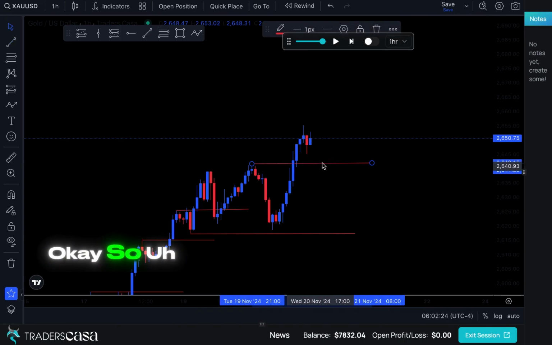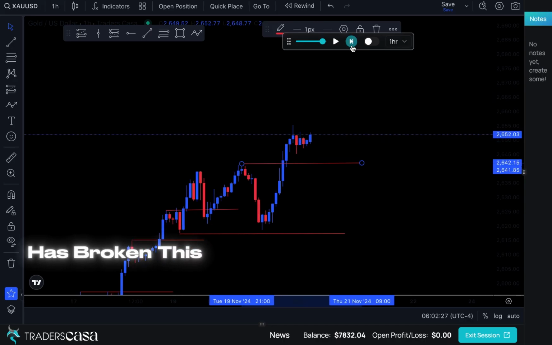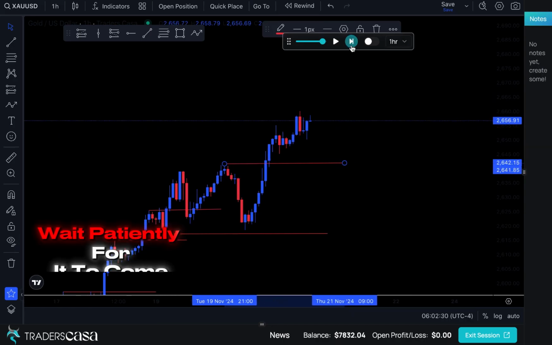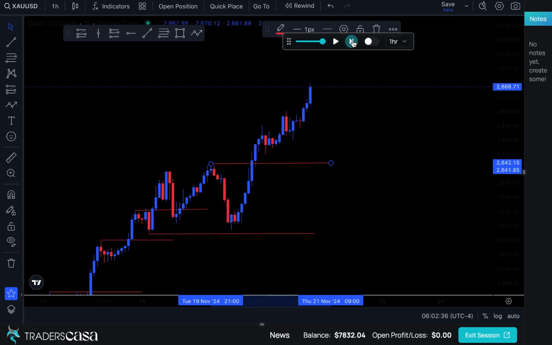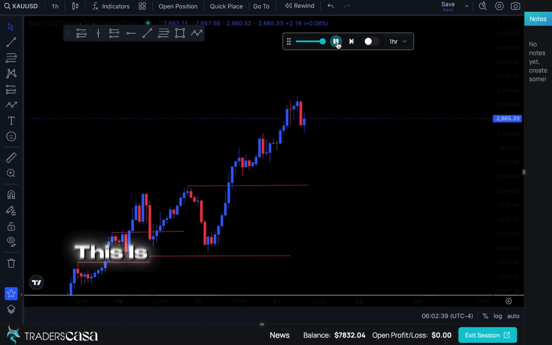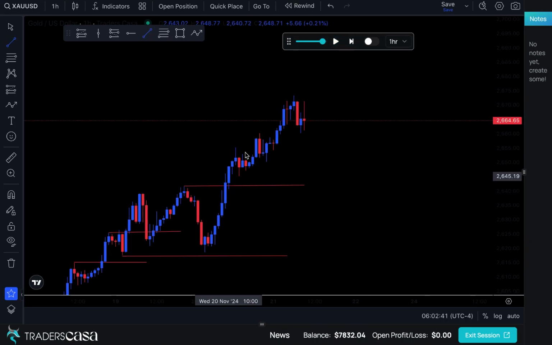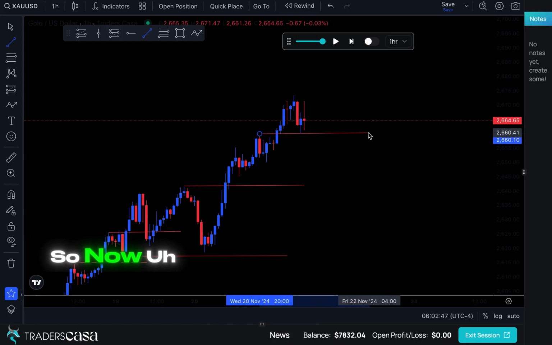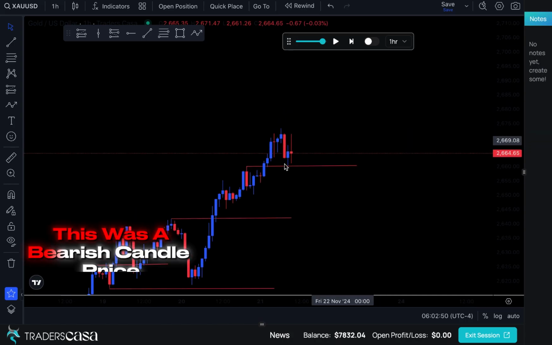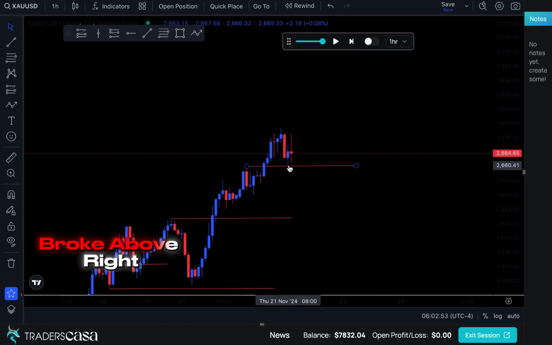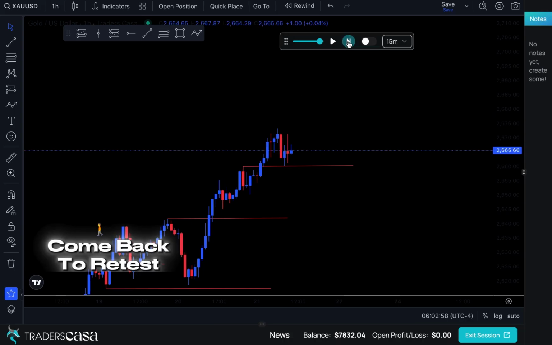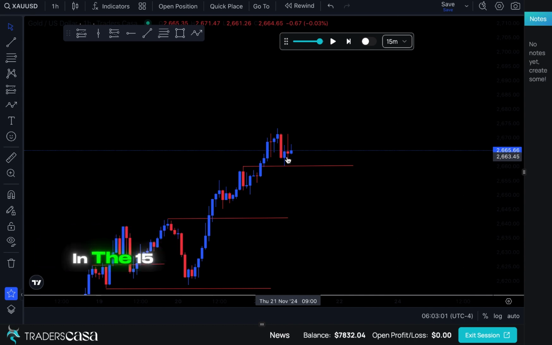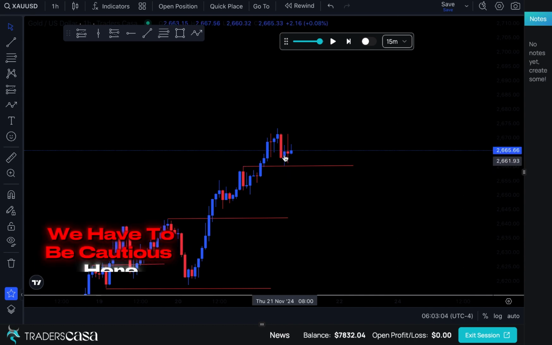Okay, so now market again has broken this level, right? Wait patiently for it to come back and retest it. This is at London session. So now currently we see another break right here. This was a bearish candle. Price broke above it and had come back to retest it. So let's see what's going to happen on the 15-minute time frame. We have to be cautious here.